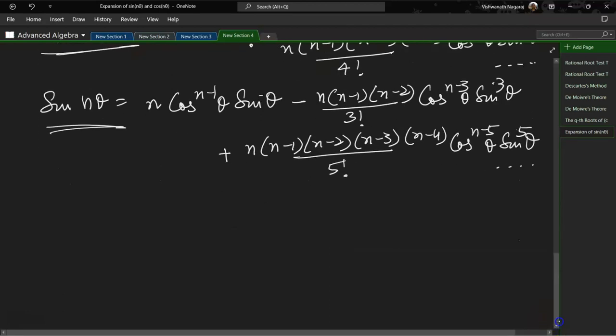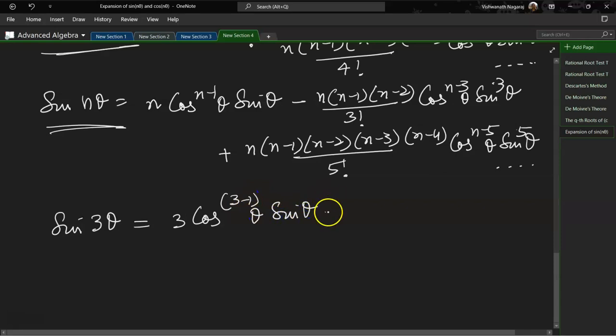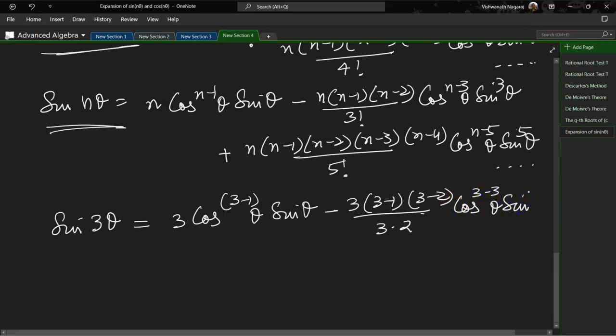Let's actually do one or two problems with this. Let's say sin 3θ. Just blindly keep following this. n is 3 here. So 3 cos^(3-1) θ sin θ minus what? n is 3, so 3 times (3 minus 1)(3 minus 2) by 3 factorial, that is 3 times 2, cos^(3-3) θ sin^3 θ.